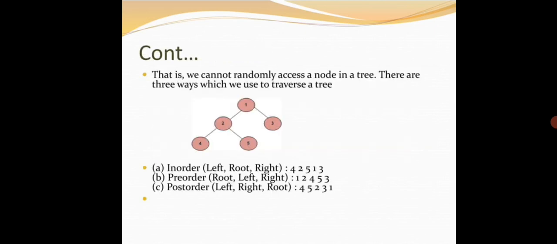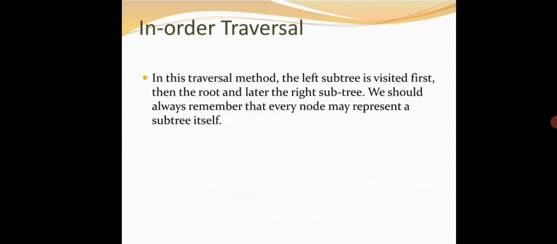Tree traversal. Unlike linear data structures such as arrays, linked lists, queues, and stacks, which have only one logical way to traverse them, trees can be traversed in different ways. Traversal is a process to visit all the nodes of a tree and may print their values too. Because all nodes are connected via edges, links, we always start from the root, the head node. That is, we cannot randomly access a node in a tree.